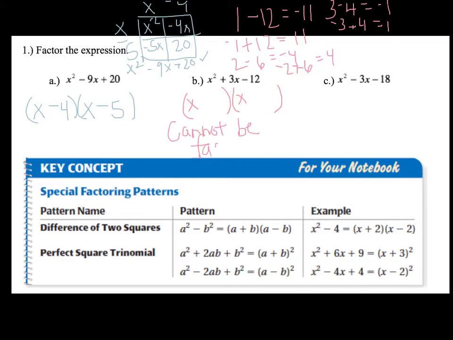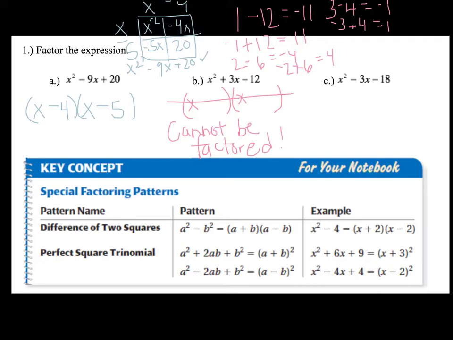So factoring is a great strategy to use with quadratics. Unfortunately, it doesn't always work. So sometimes we run into this where things cannot be factored.